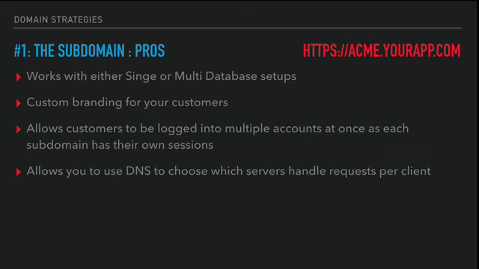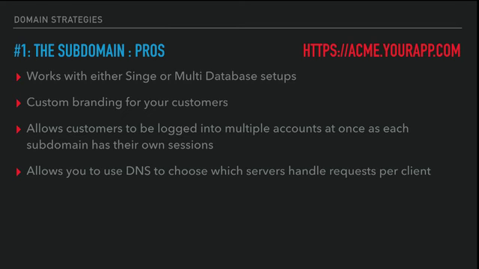The first one I call the subdomain approach. The benefit of this is it works with both single and multi-tenant apps, and it provides custom branding to your customers, which a lot of customers will want. That's probably one of the most requested features when you don't have it this way: they want some way to brand it themselves. It allows your customers to be logged into multiple accounts at the same time, basically multiple subdomains, because they have their own cookies. So you don't have to worry about writing something custom under the hood, which isn't fun. It also allows you to use DNS to choose which servers handle which customers. Getting back to the clusters standpoint, if you had US and EU clusters, you want to send that traffic to the best place to handle it. You don't want to have to bounce it all over and deal with that setup.